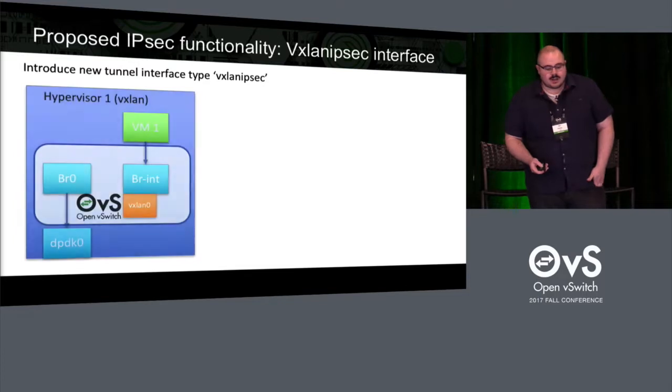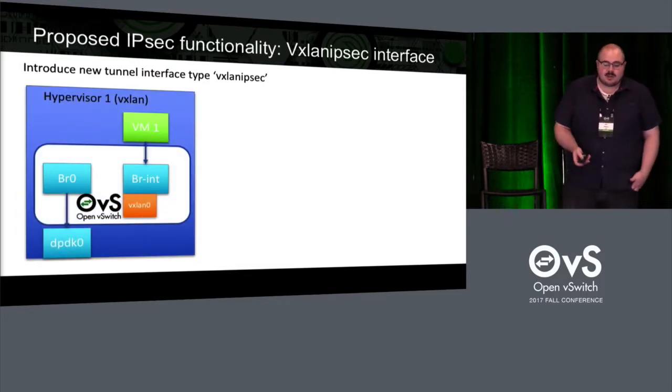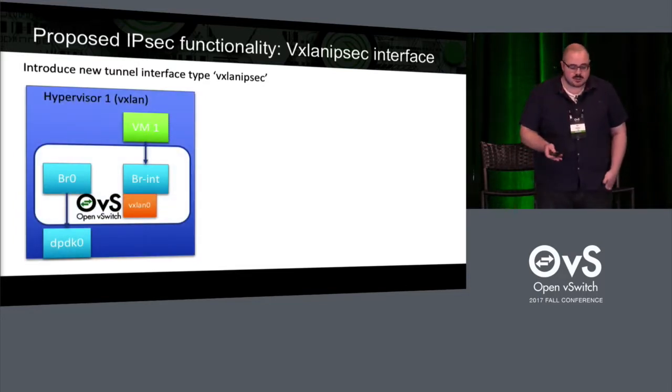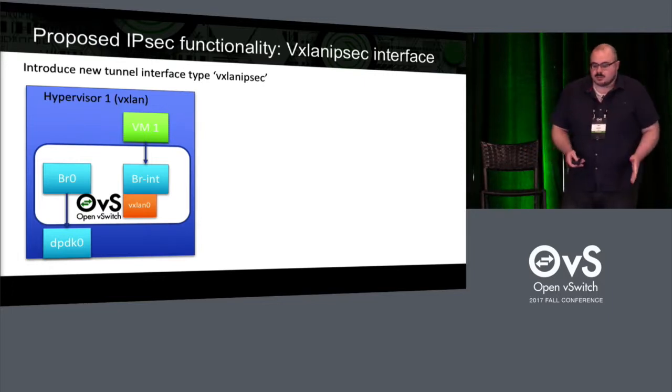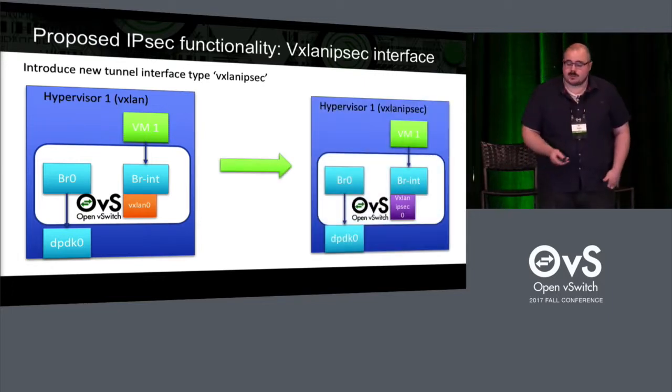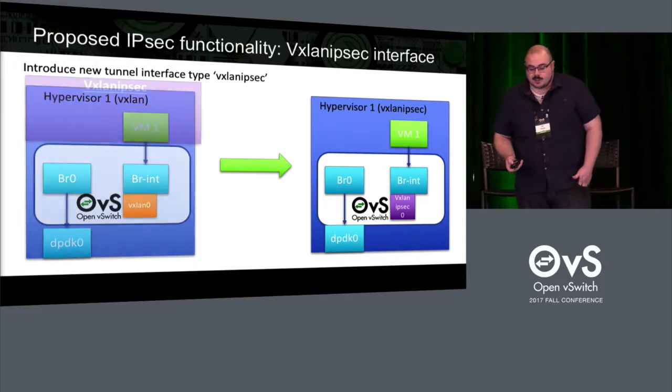So with this in mind, we came across in the RFC, so if this is what we have today for VXLAN, we have a virtual machine hooked into our bridge with a VXLAN port, 2 different bridges and a DPDK port facing out onto the network, it would be cool to keep it as simple as possible, and it would just look like this. We just swap out the VXLAN port and bring in a VXLAN IPSEC port as part of the RFC. And what does that actually look like, and what's this functionality?